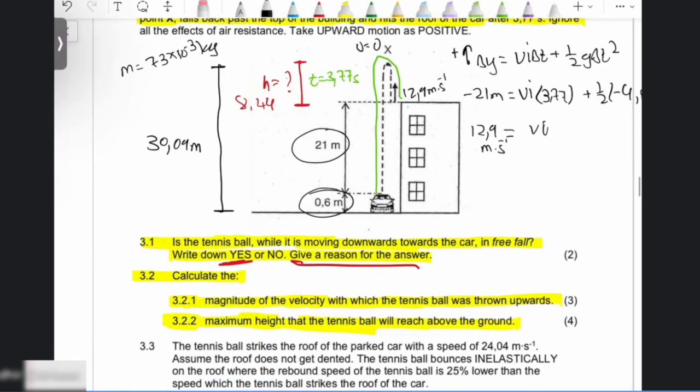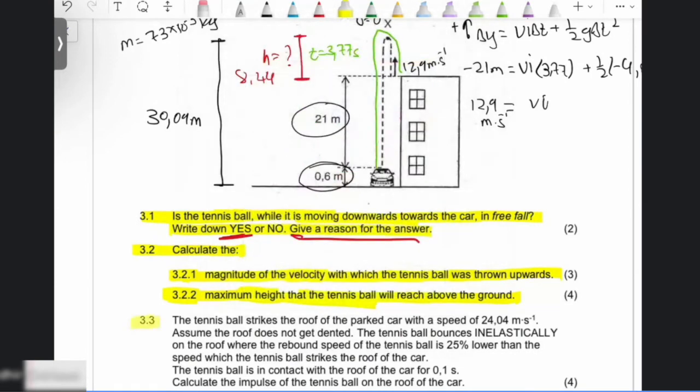30.09 meters. Now what it says is that the tennis ball strikes the roof of the parked car with a speed of 24.04 meters per second. So now they tell us a little bit more information. Let me keep that there because we'll need it again eventually. I'll just take this piece away for this window so I can write it out. So the velocity at which we hit the car is 24.04 meters per second.